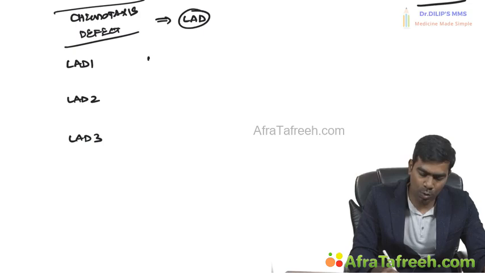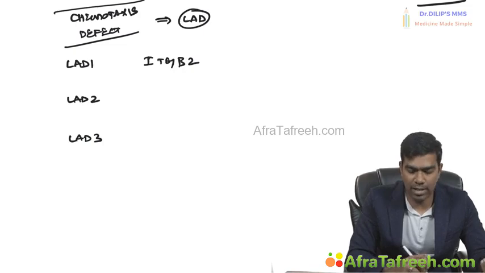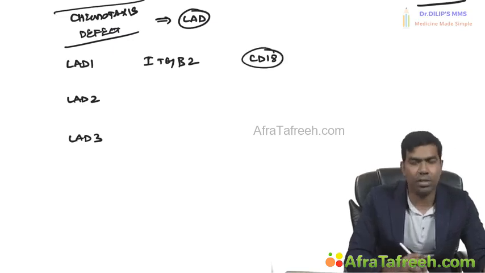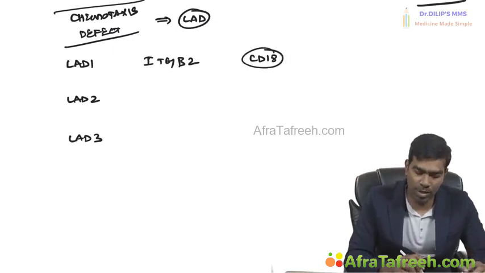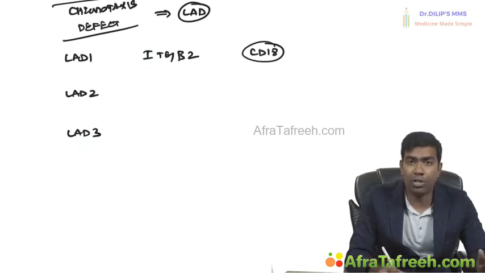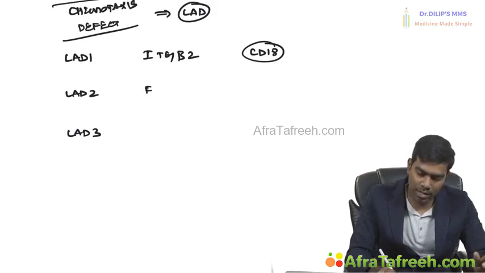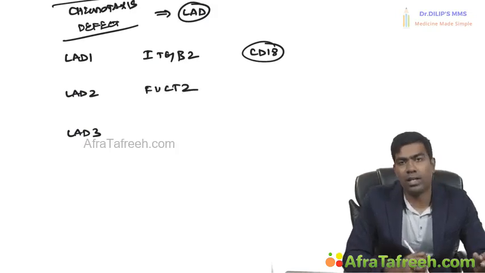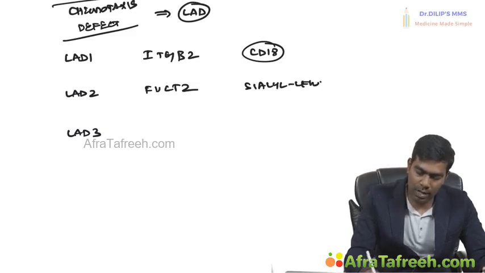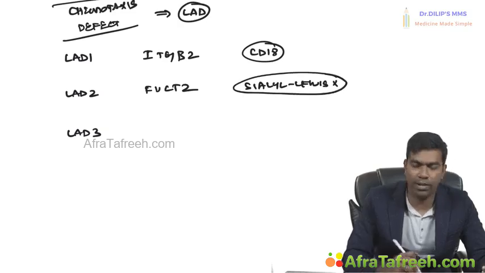It is due to mutation in the gene called integrin beta 2, that is called ITGB2, and specifically the molecule that is defective is CD18 of the beta 2 integrin, which you have discussed already, isn't it? So already I told you about that. Then you have LAD type 2, that's called leukocyte adhesion deficiency type 2, where the defective gene is called FUCT1, where the defective component will be Sialyl-Lewis X.